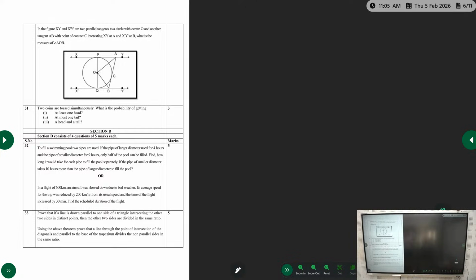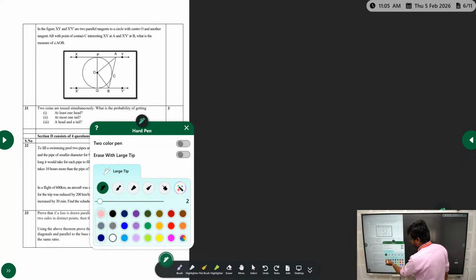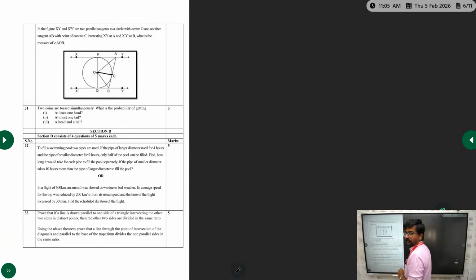First is construction. Join OC. To make my solution easy, I will rename these as angle 1, 2, 3, 4. What is PQ for the circle? Diameter. Is PQ a straight line? Yes, sir. What is the angle of a straight line?